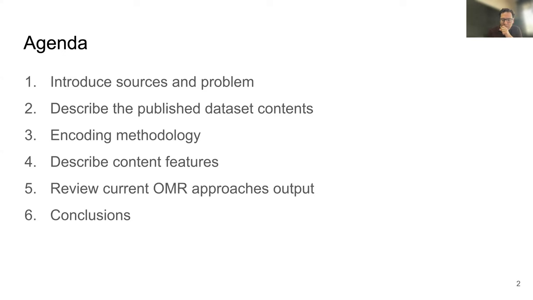In this presentation, I'm introducing a new data set that poses the need of expanding current OMR efforts to other music contents than the usual ones. In order to explain this situation, we will talk first about the sources and the problem. Then we will describe the data set we have published. We will talk about the encoding methodology we have followed in order to get encoding from the sources. We will describe how to organize the data set for different purposes, and we will see the performance of current OMR systems with this corpus, and we will discuss some conclusions.